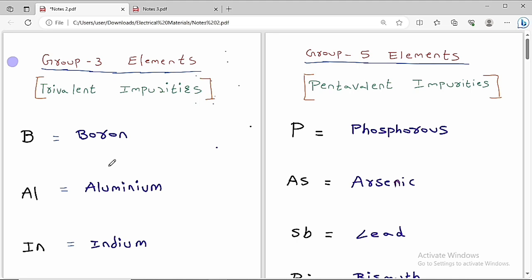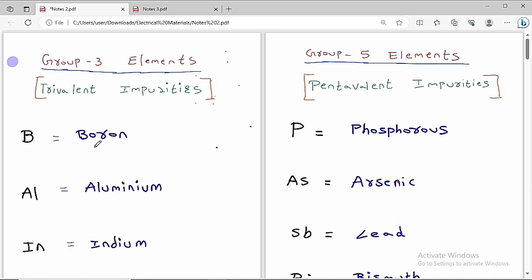If you add these impurities to a pure intrinsic semiconductor, we get a p type semiconductor, because we have one vacancy in the valence band. Each atom contributes one vacancy in the valence orbit. So we say these are acceptor atoms, because they want one electron to complete the octet configuration. That is the reason group 3 elements are also called acceptor atoms.